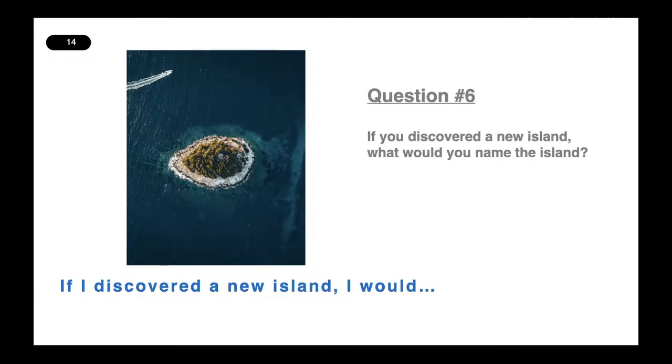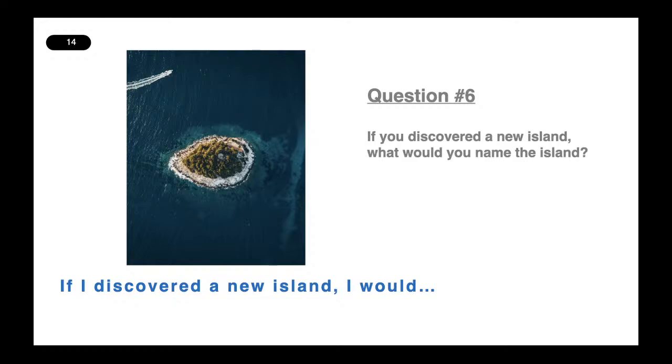Let's see. Luna says, I hope the island would not sink. Yeah, well, I hope so. Wenjushin says, if I discovered a new island, I would name it Korea. That would get very confusing. Yuntu Mom says, if I discovered a new island, I would build a house. Well, that's a good idea. Of course you need a house.